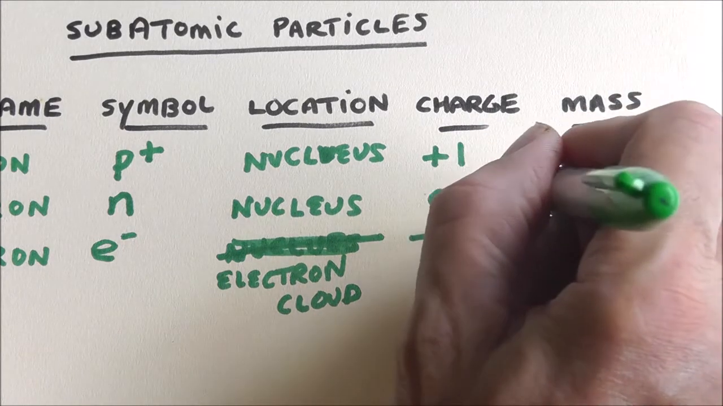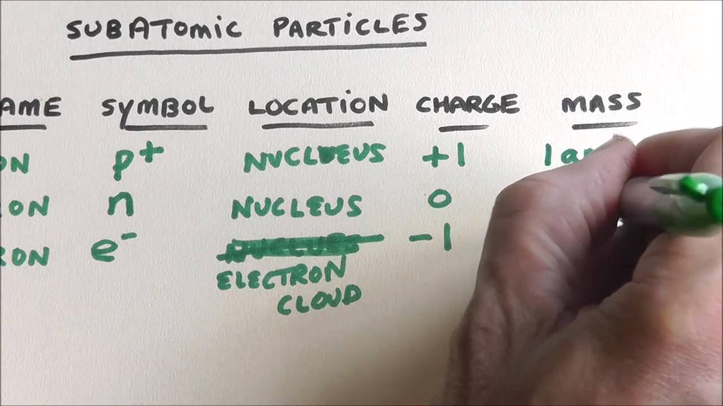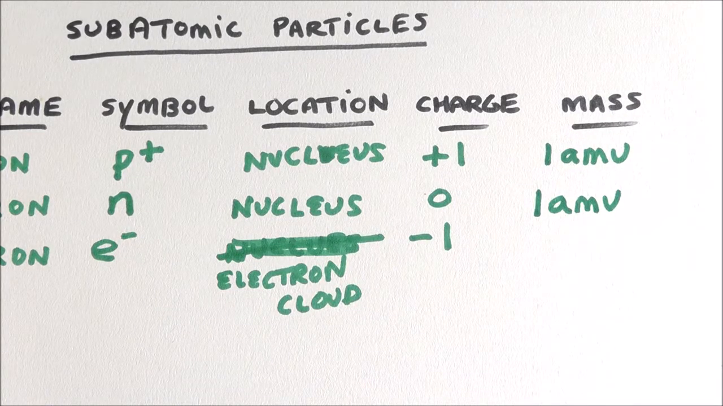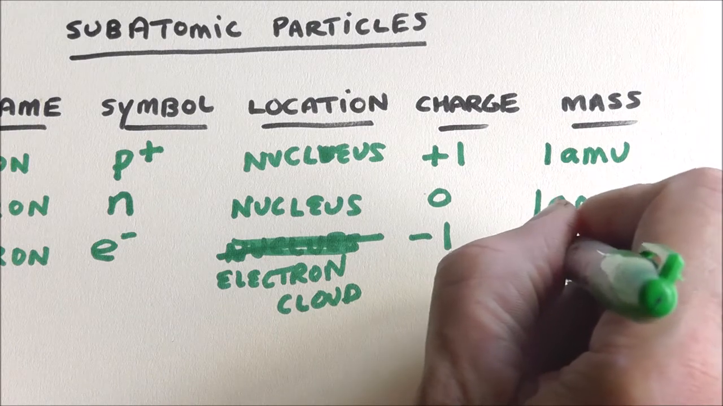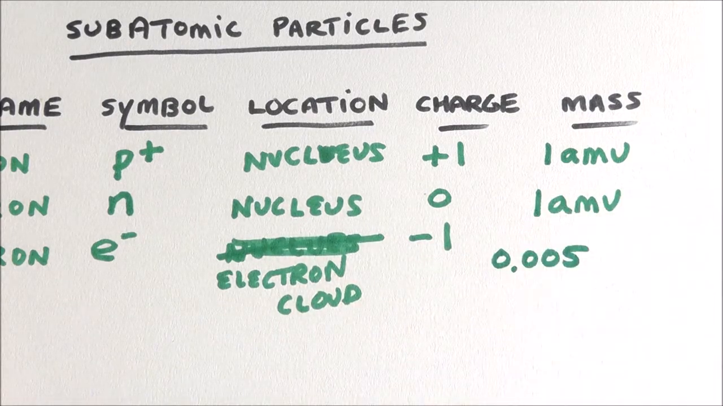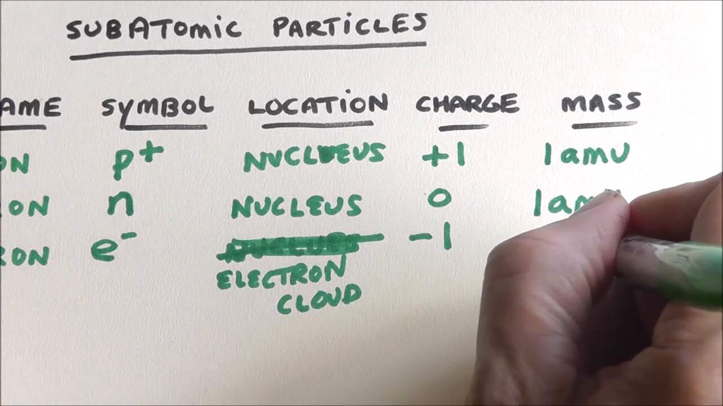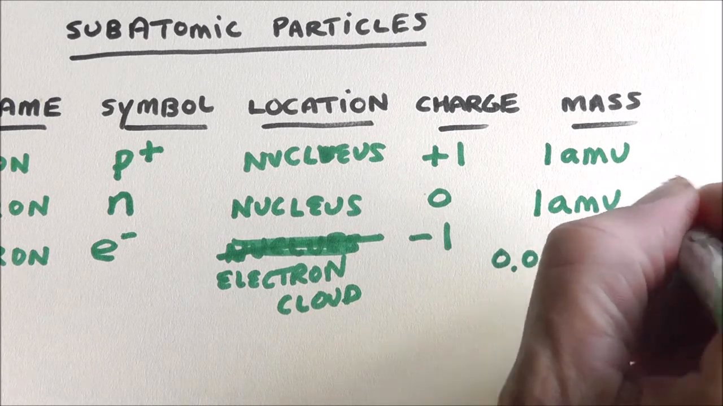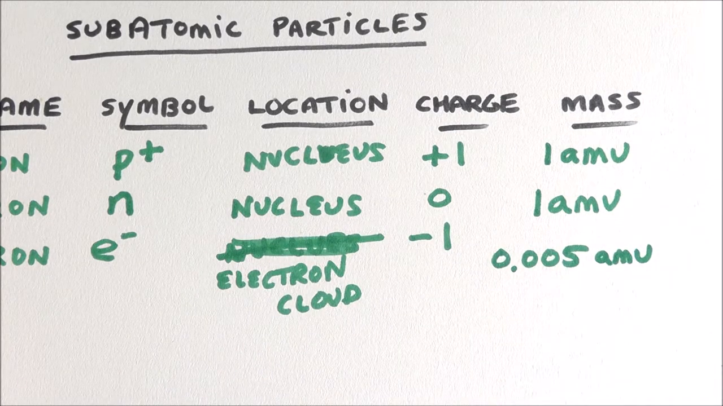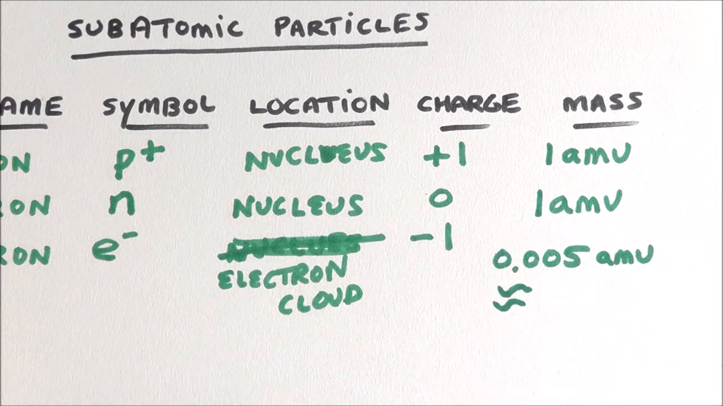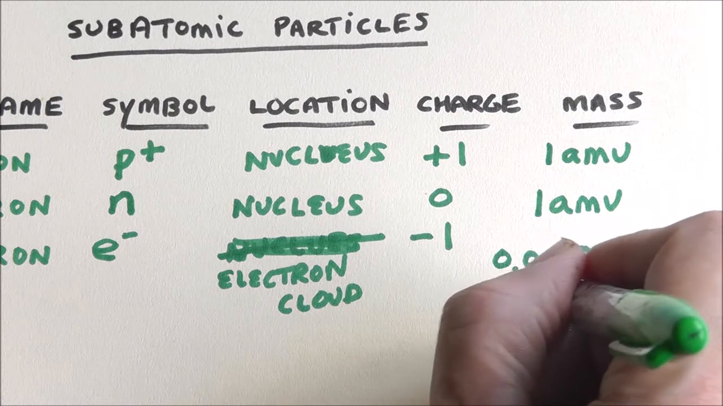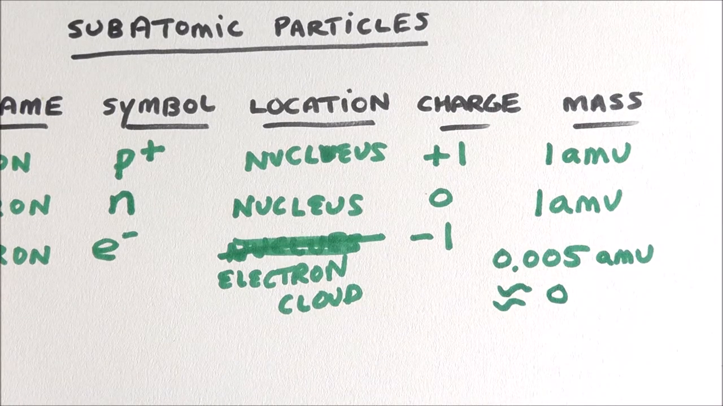And a neutron is about the same mass. Electrons, on the other hand, are very, very small compared to that. 0.005 something AMUs, a 200th of an AMU. And so I'm going to do what we do, squiggly equal sign. Squiggly equal sign means about nothing. Why about nothing? Doesn't it have mass? Doesn't it matter? Yes, it does have mass.